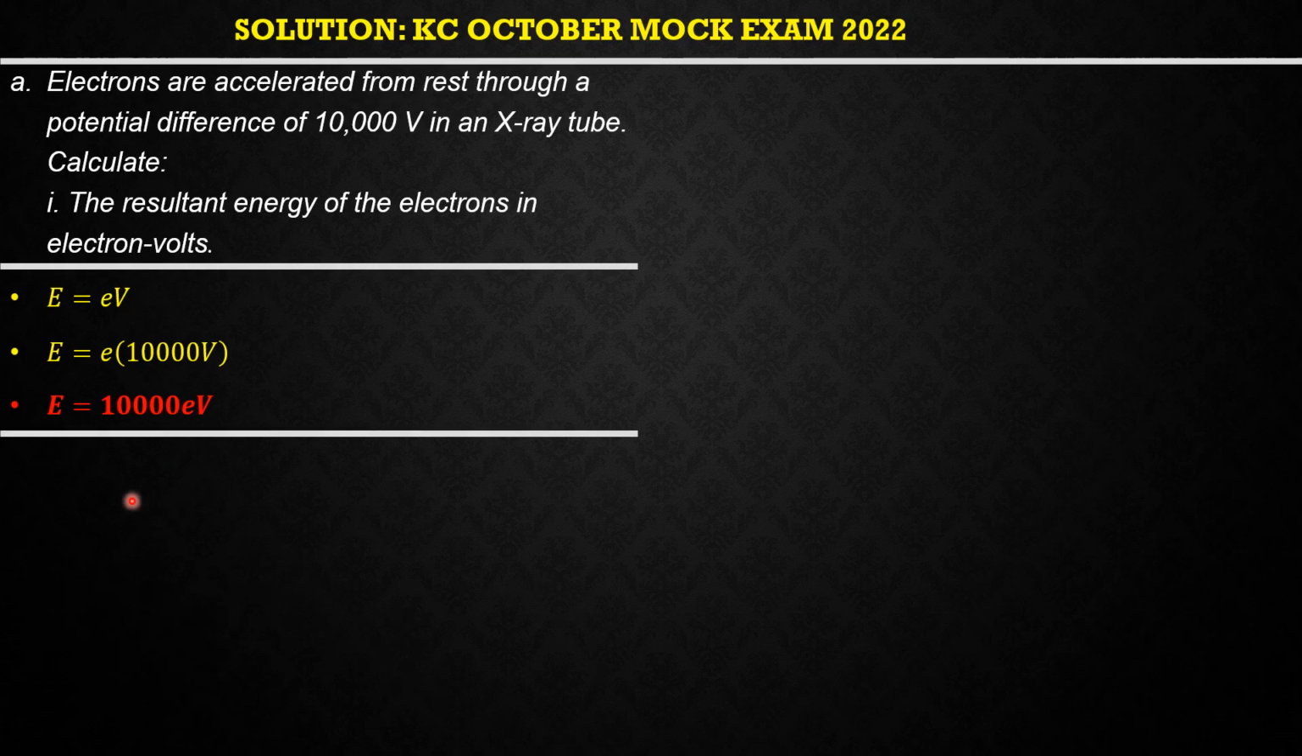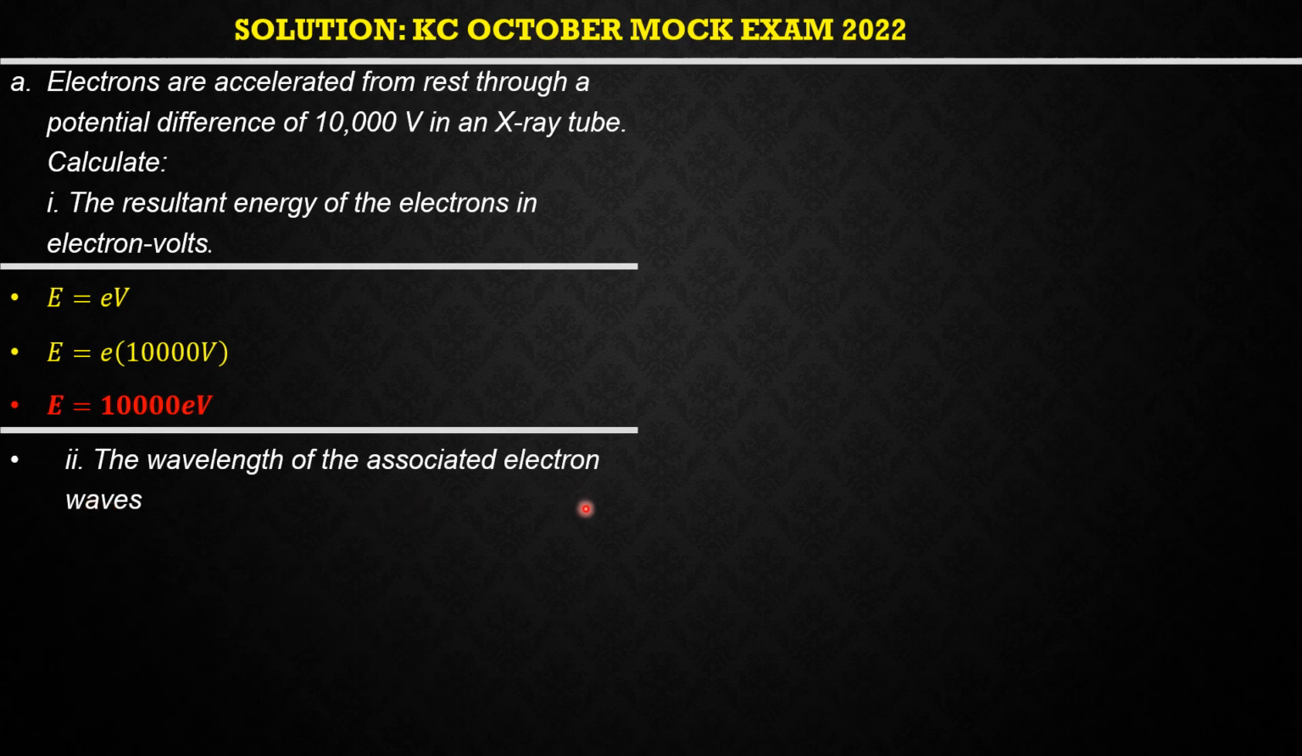Perfect. So the next part of the question asks for the wavelength of the associated electron waves. All right. So we're going to use the de Broglie relationship here. The momentum of the electron waves is basically equal to Planck's constant divided by the wavelength, right? Oh man, this is wave-particle duality, or perhaps the dual nature of matter itself.